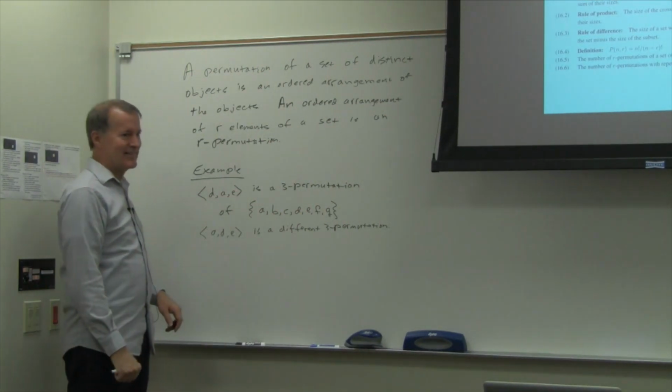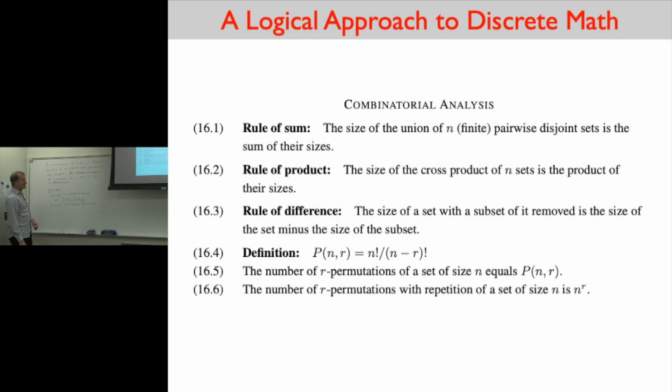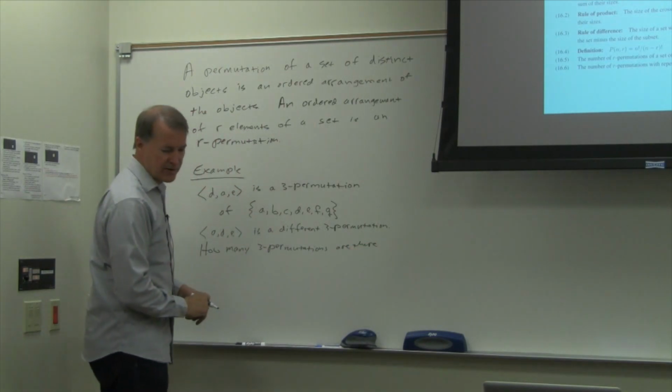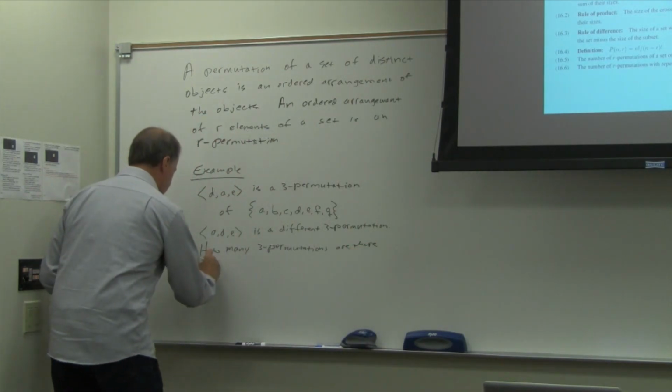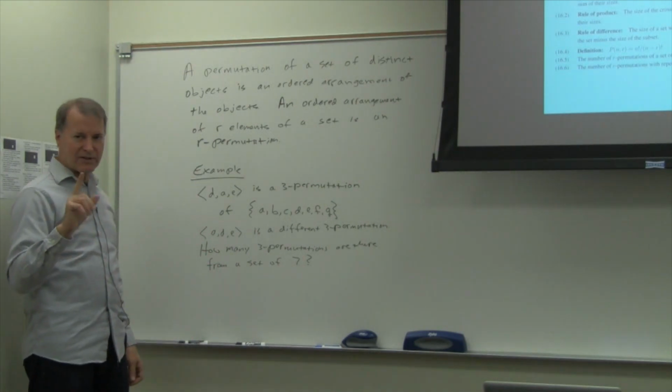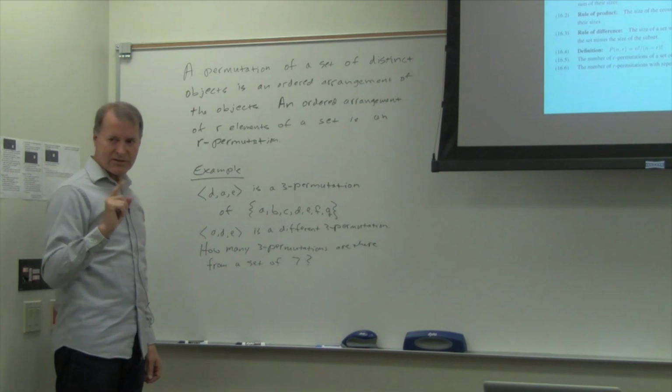N factorial divided by n minus 3 factorial. Right. But how can we see that that's the case? So let's ask the question: how many 3 permutations are there from a set of 7? So now here's one way to think of it. There's 2 ways to think of it. Here's the first way. Now watch this.